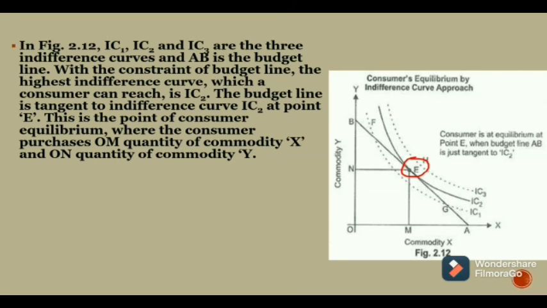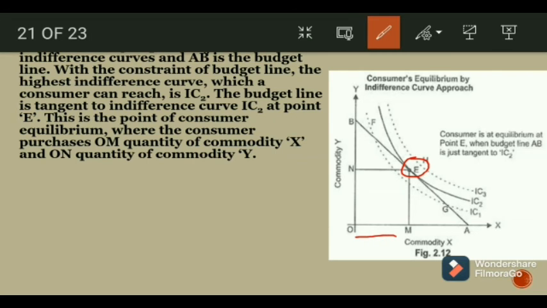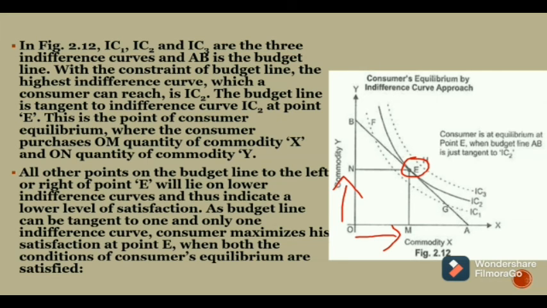So let us elaborate the diagram. In figure 2.12, IC1, IC2 and IC3 are the three indifference curves, and AB is the budget line. With the constraint of the budget line, the highest indifference curve which a consumer can reach is IC2. The budget line is tangent to indifference curve IC2 at point E, as we have just seen. And this is the point of consumer equilibrium where the consumer purchases OM amount of commodity X and ON amount of commodity Y. All other points on the budget line to the left or right of point E will lie on a lower indifference curve and thus indicate a lower level of satisfaction.